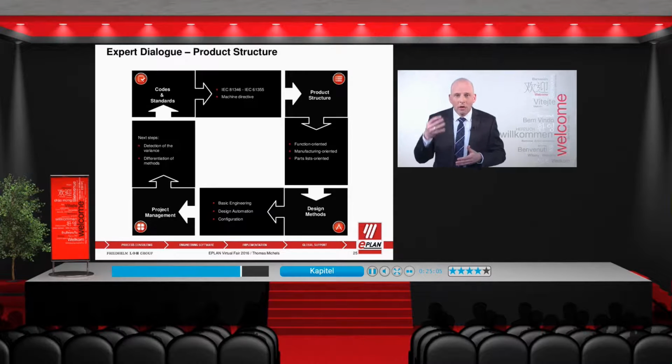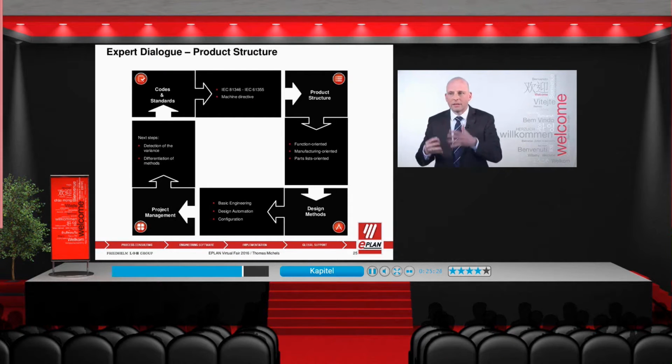And then we really go into an example of product structuring to talk about, so what is a functional-oriented structure, manufacturing, and a part list-oriented structure. Also design methods. I already addressed, it's all working somehow together. So the Eplan experience 8 fields of actions are really connected to each other. Again, design methods, basic engineering, design automation, or configuration. And then again, also a link to the action field of project management.